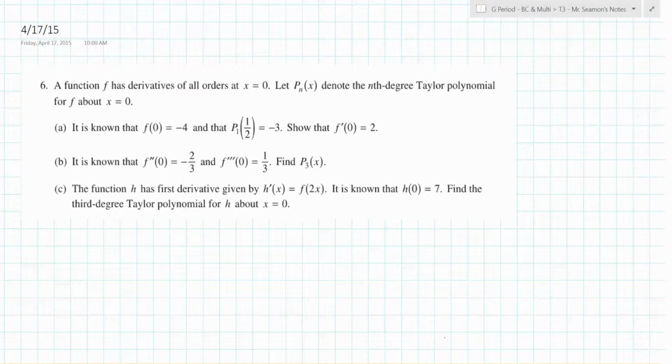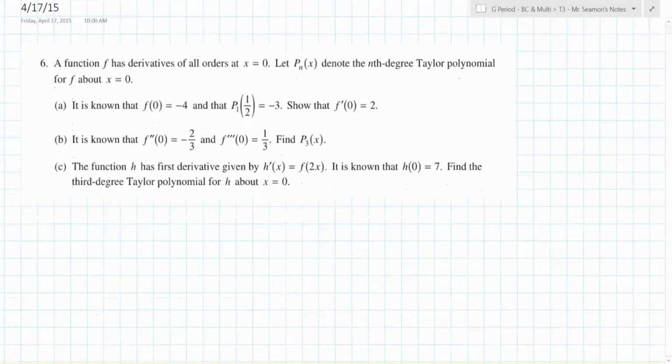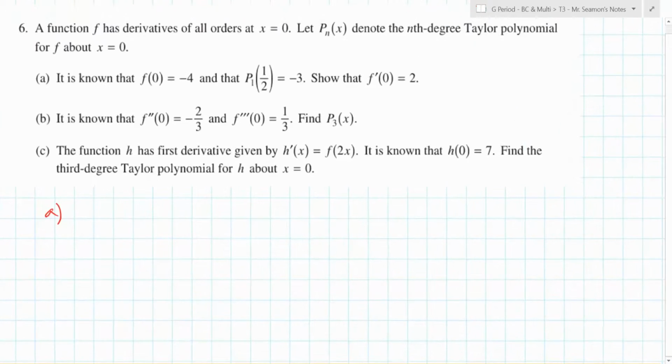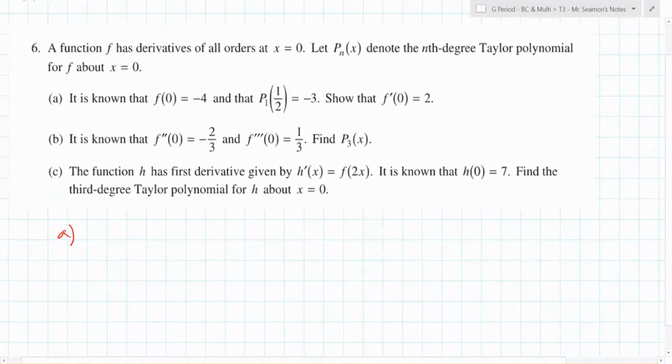It is known that f(0) is -4 and that P1(1/2) is -3. Show that f'(0) is 2. So what do you have to do for part A? What's the first thing you should do? Yeah, write the Taylor polynomial. Pn denotes the nth degree Taylor polynomial. So can someone tell me what the nth degree Taylor polynomial is about 0?